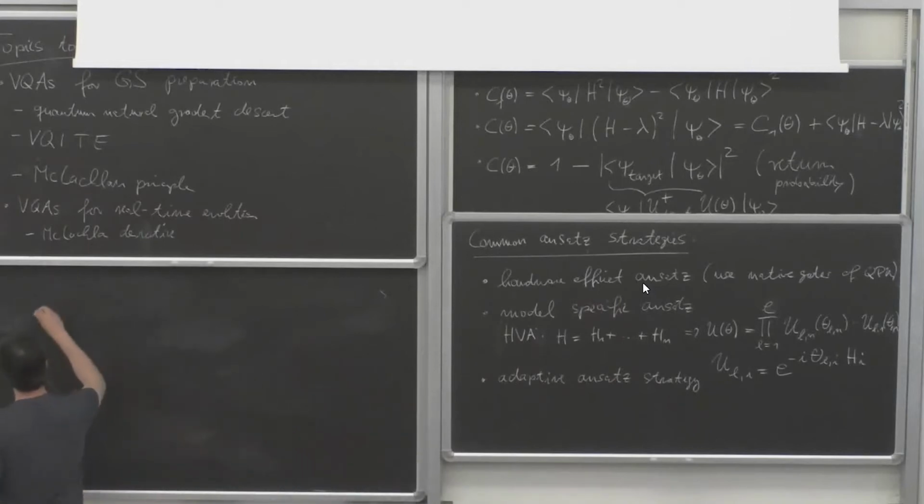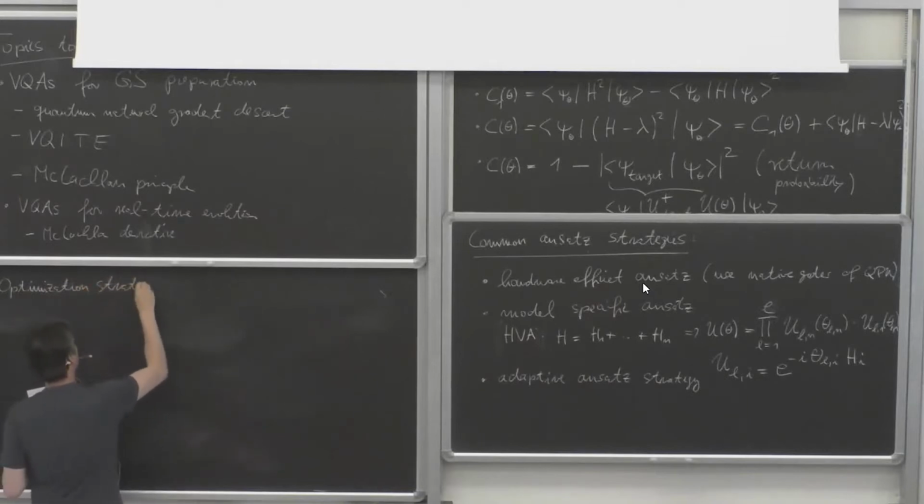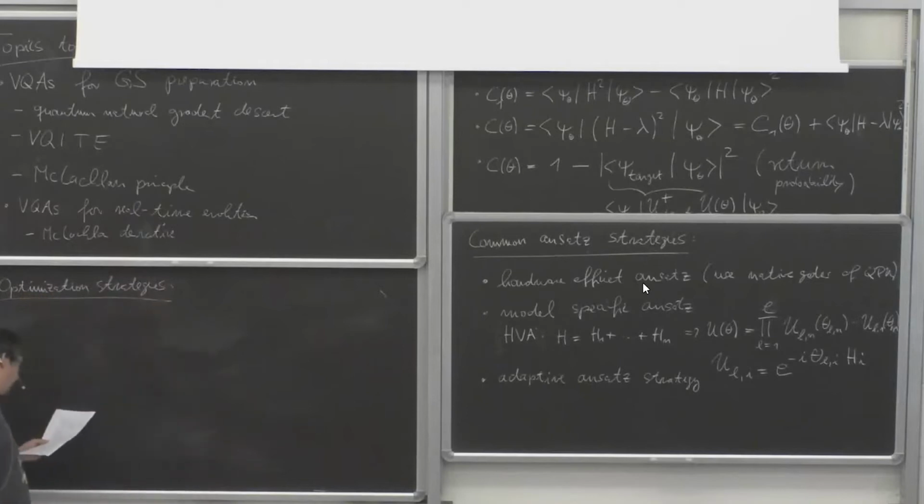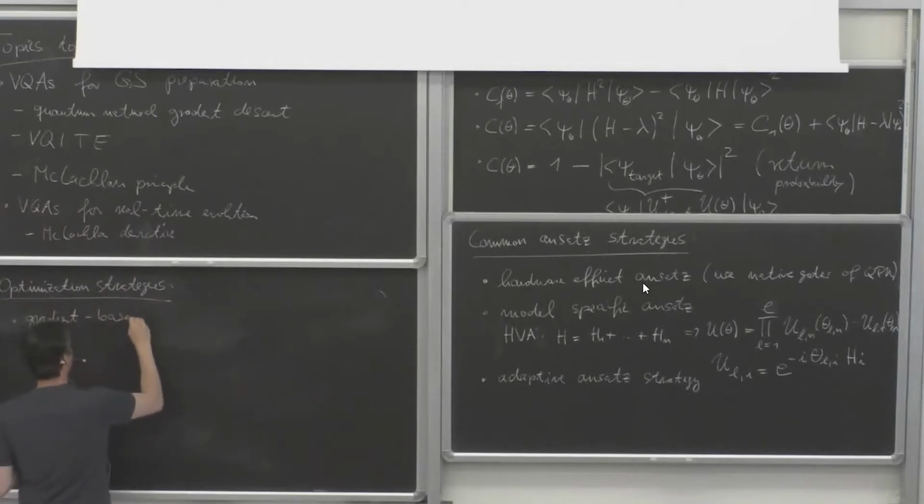Okay, so optimization strategies. You're going to have a lab later where you're going to do VQE as well. This is more for those who maybe want to play around with this. So there are basically two classes. There are gradient-based optimizers that use the gradient of the cost function, and there are non-gradient-based optimizers.